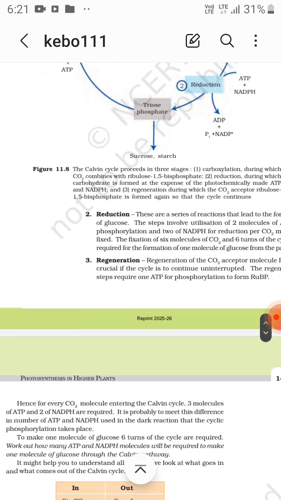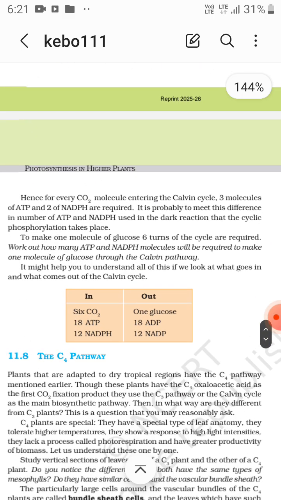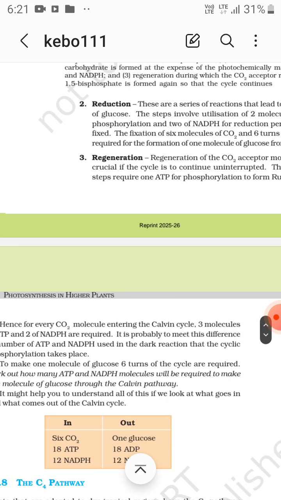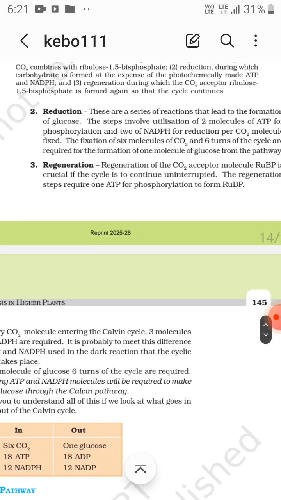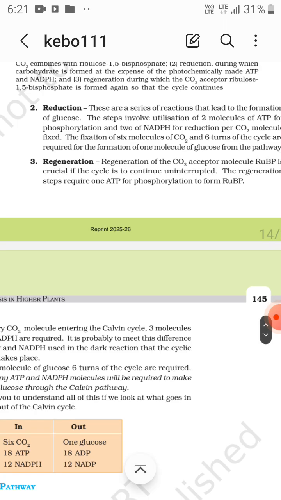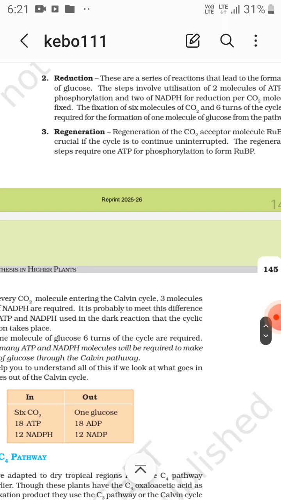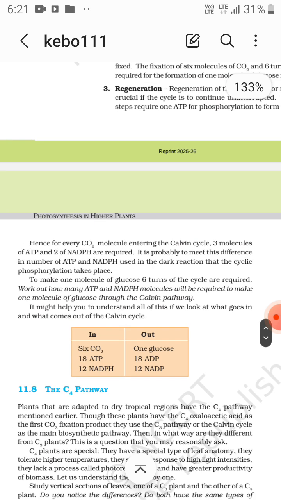Now you can see here, for every CO2 molecule entering the Calvin cycle, 3 molecules of ATP and 2 of NADPH are required. Why? Because in regeneration 1 ATP is used, and in reduction 2 ATP and 2 NADPH are used. So the total is 3 ATP and 2 NADPH used in 1 turn of the Calvin cycle.